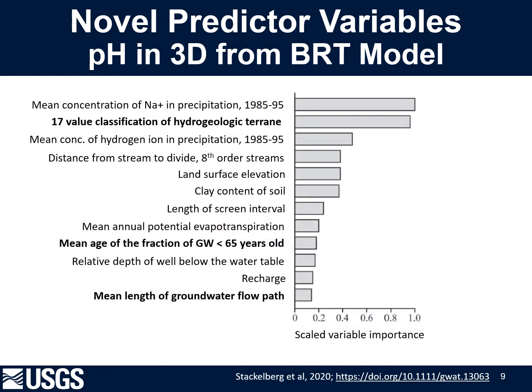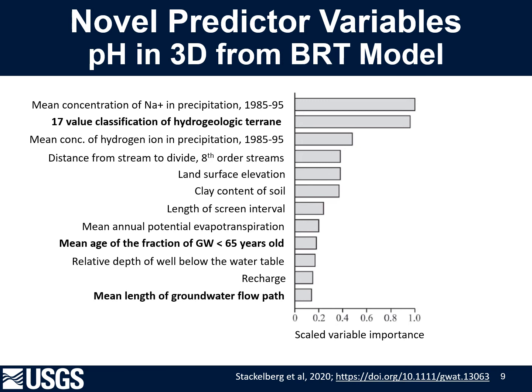And while we're on the pH boosted regression tree model, I thought I'd take the opportunity to talk about variable importance. So we have all these predictor variables that we consider in the models, and then some of them are more important than others, and the most important ones are really what form the final model. So for pH, the most important predictor variable was mean concentration of sodium in precipitation. The second most important variable was that classification of the hydrogeology in terms of hydrogeologic terrain.